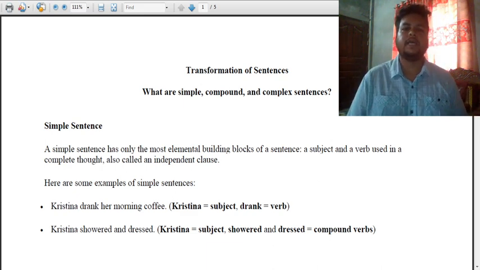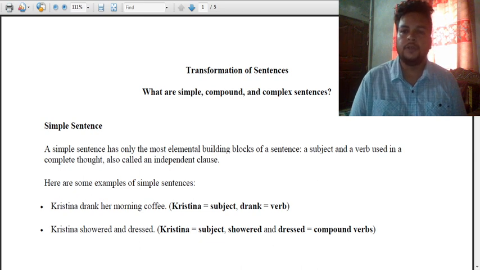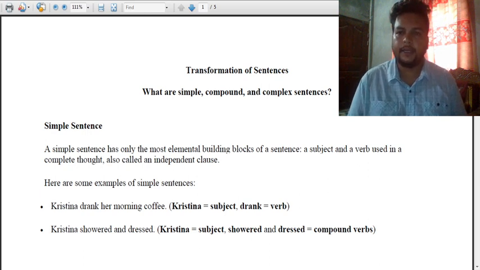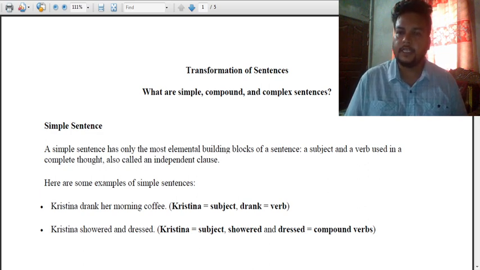A simple sentence has only the most elemental building blocks of a sentence, a subject and a verb used in a complete thought. So a simple sentence expresses a complete thought, forming a subject and a verb, and that complete thought should be an independent clause, meaning it can express meaning alone, or stand alone, and doesn't depend on others to get its meaning.